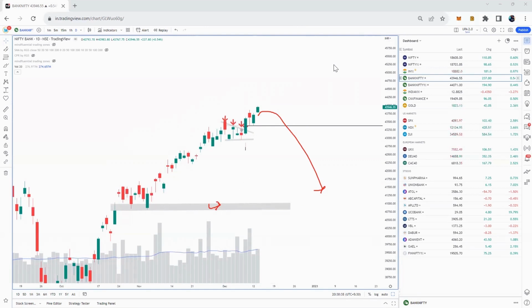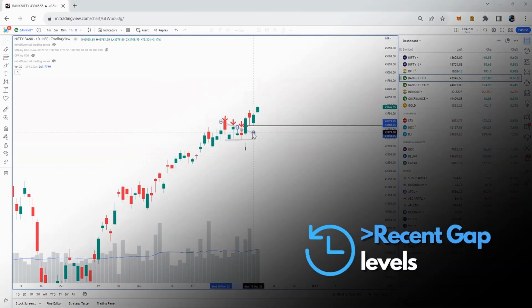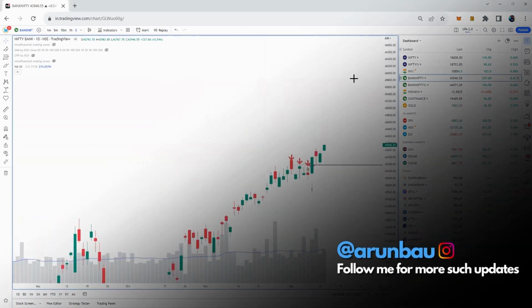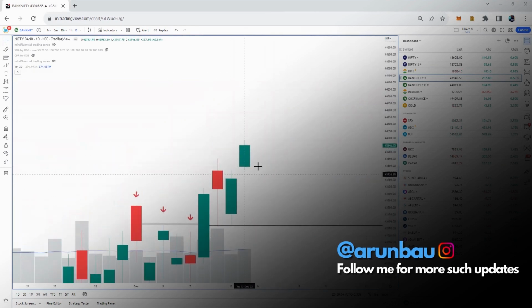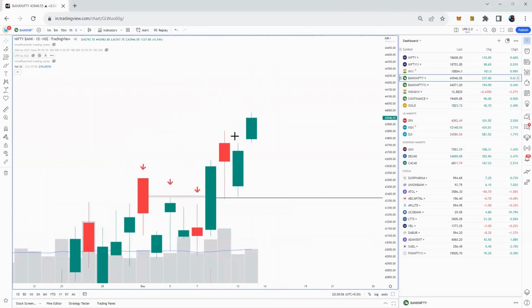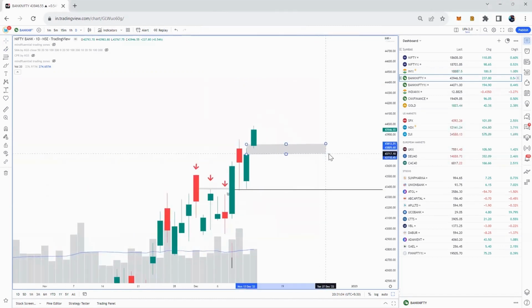But now don't confuse yourself by marking the gaps at all these areas. It's not necessary. You can just find out the recent gap level. So to find out the recent gap level, you need to go to the current market price, whatever is there. And today itself is the recent gap level that we can notice. So what you can do, from this level to this level, you can just mark it. That's it. So this is one of the recent gap levels that we can find.